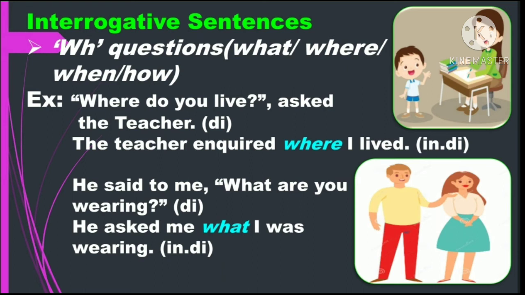Look at the example. "Where do you live?" asked the teacher. This is direct speech. So when it goes to indirect speech, the teacher inquired where I lived. So here, the question word "where" itself acted as a conjunction. Look at the second example. He said to me, "What are you wearing?" That is direct speech. When it goes to indirect speech, he asked me what I was wearing.